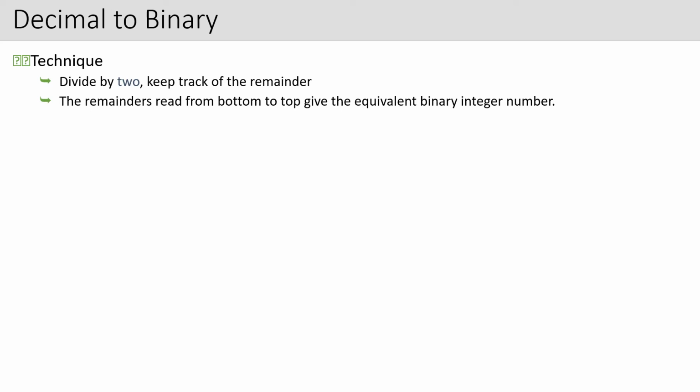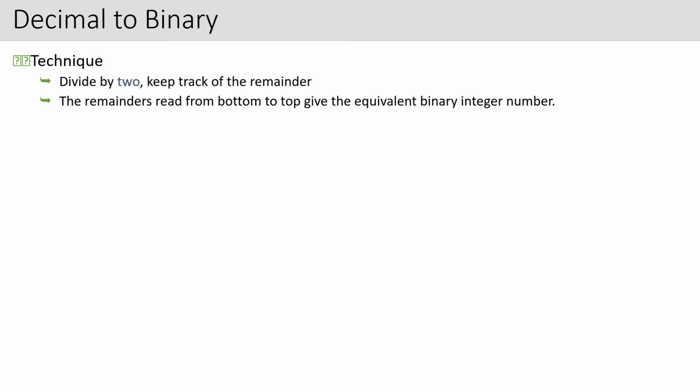I'm again repeating. What is the technique to convert a decimal number to a binary number system? I will divide the decimal number given to me by 2 and keep a track of the remainder. Then you read the remainders from the bottom to the top, and that is going to give you the equivalent binary integer number.